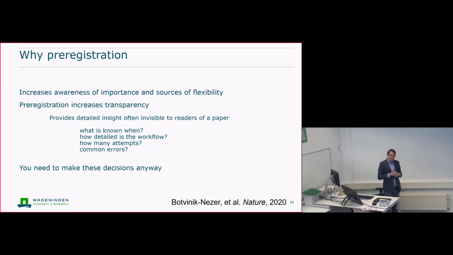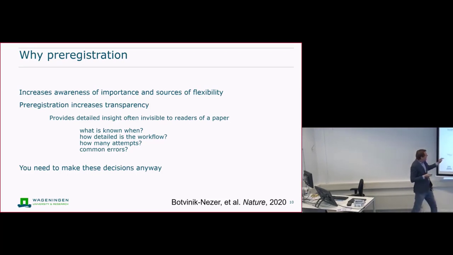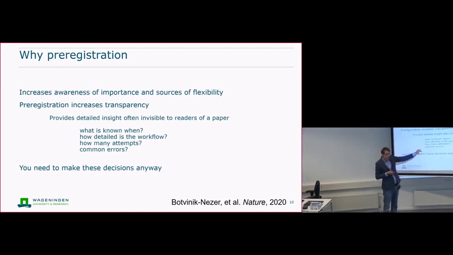And this may also differ between fields, and it also may differ within your field. For instance, I don't know exactly what people think before they do a study at Oxford psychology, compared to Harvard psychology, compared to Hamburg psychology, compared to Radboud psychology. I have no idea, because we do not communicate this. So there could be different standards, and by doing these pre-registrations, you make them visible. So what's known when, how detailed is the workflow? Also interesting, how many attempts did you do?